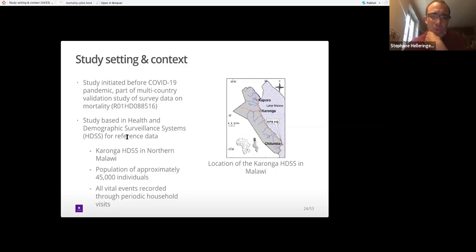The health and demographic surveillance system there monitors a population of approximately 45,000 individuals. And among that population, it records all the vital events that occur to population members: death, birth, migration, marriages, and so forth.